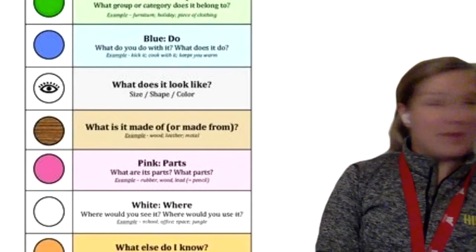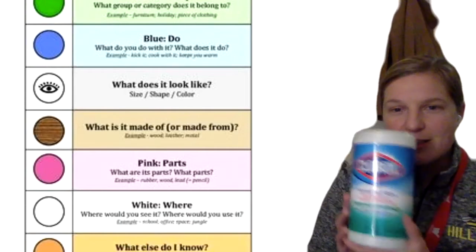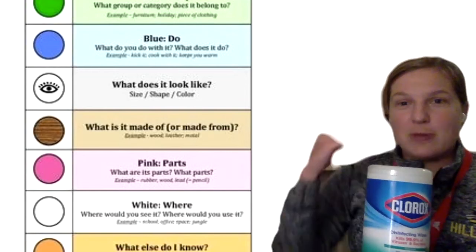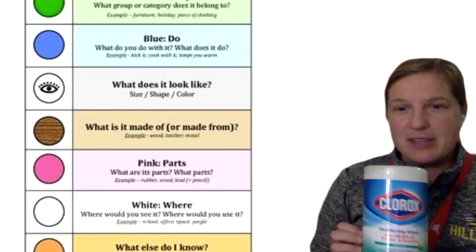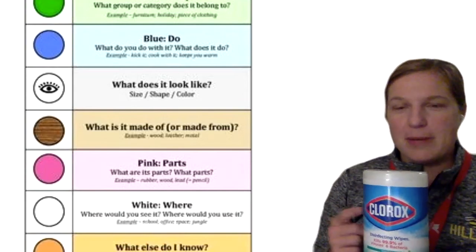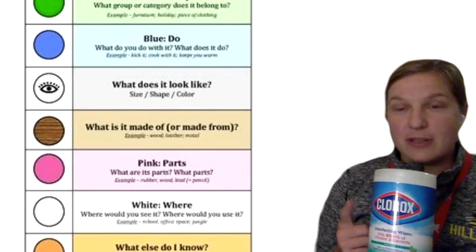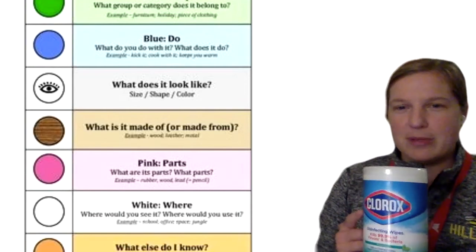I'm going to start with just some things I have in my office here. I have the ever so hard to find Clorox wipes. So I'm going to run through EET, or the Expanding Expressions tool, to help me talk more about Clorox wipes and to describe Clorox wipes. So I'm going to start with green group. What group would I put this in?